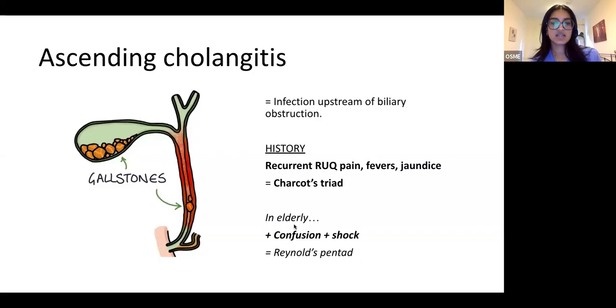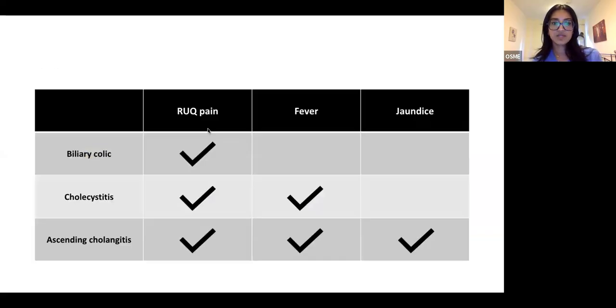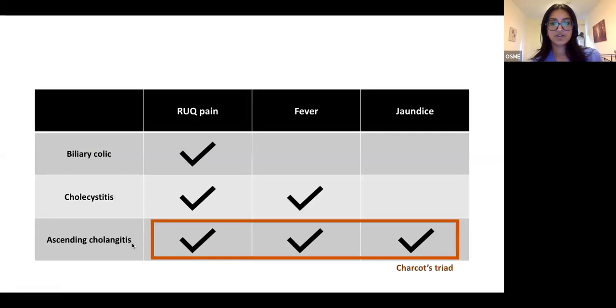And in the elderly, they can also present with confusion and shock. And that would be Reynolds' pentad. So these are the key features that you'd want to memorize and think about if they come up in an exam question. And this is a useful table of everything we just discussed. So that's Charcot's triad.